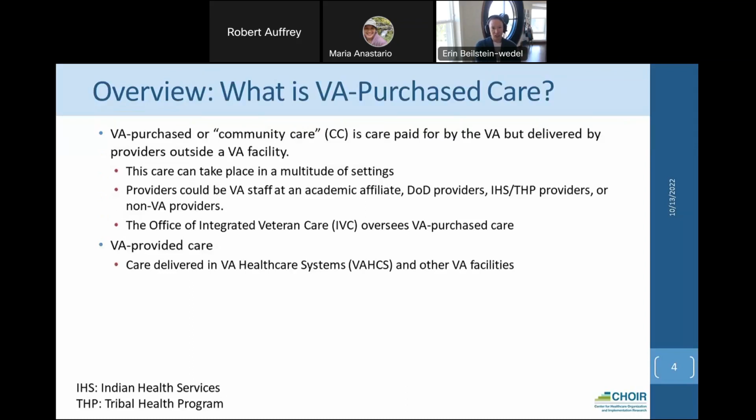So what is VA purchased care or community care? I'm very bad at saying VA purchased, so I will probably just say community care for the rest of the presentation. It's care that's paid for by the VA, but delivered by providers outside of a VA facility. So it takes place in hospitals in the community and doctors' offices. And the providers can be VA people who work at the VA, but they're working at their academic affiliate, for example, or DoD providers or Indian Health Services providers, or providers who have no affiliation with the VA or the federal government.